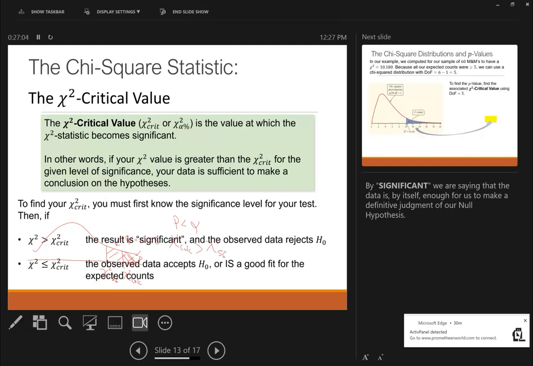Okay, so this is the criteria here for accepting and rejecting the null and alternative hypothesis using the chi-squared critical value. So if chi-squared calculated is greater than the critical, you find evidence in support of the alternative or reject the null hypothesis. And if the chi-squared calculated is less than or equal to chi-squared critical, you found evidence in support of the null and would reject the alternative. And again, remember the null hypothesis is that the two distributions are good, that they match.